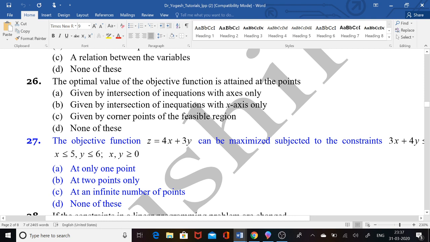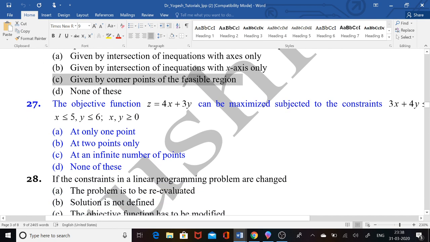So for 26, the optimal value is given by the corner points of the feasible region. When we are taking the feasible region or shaded region, we are only checking the corner points, and we put the points in Z. The corner points we put in Z to get the maximum or minimum value. So that's why the answer has to be C for 26.